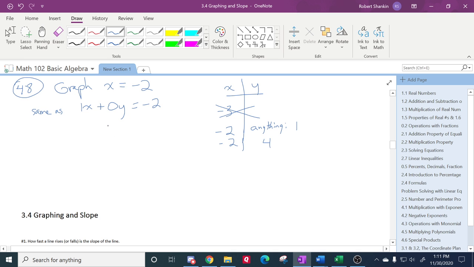So, if I graph these, here's a couple of points. -2, 1. -2, 4. And if I connect them together, it's just what they said, it's a vertical line.